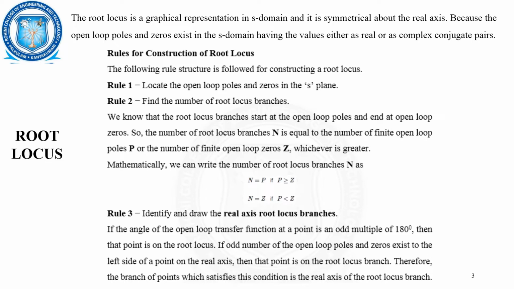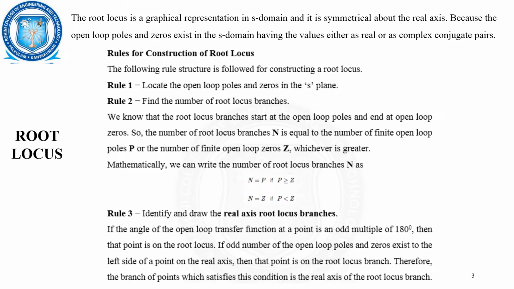But suppose the number of poles is more. Then Z number of branches will be known to us. These root locus branches will start and end within the axis itself. And the excess poles, P minus Z branches, will start from the poles, because the excess poles are present, and they will end at infinite zeros.